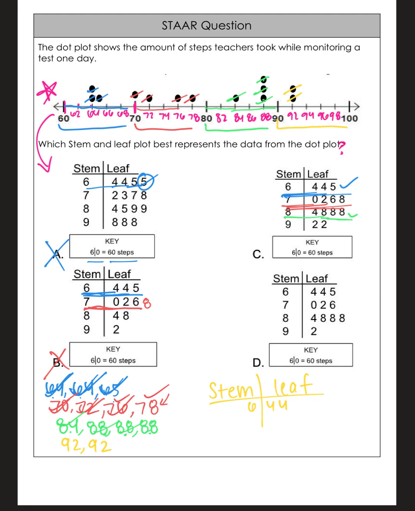Let's hope that our 90s are correct. We should have 92 and 92. Let's double check. Is that true? 92 and 92. Yes, it looks like C is our answer. Make sure you can see why D is incorrect.